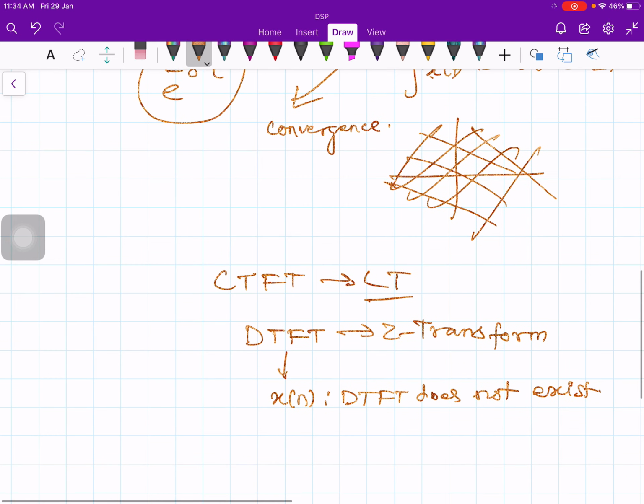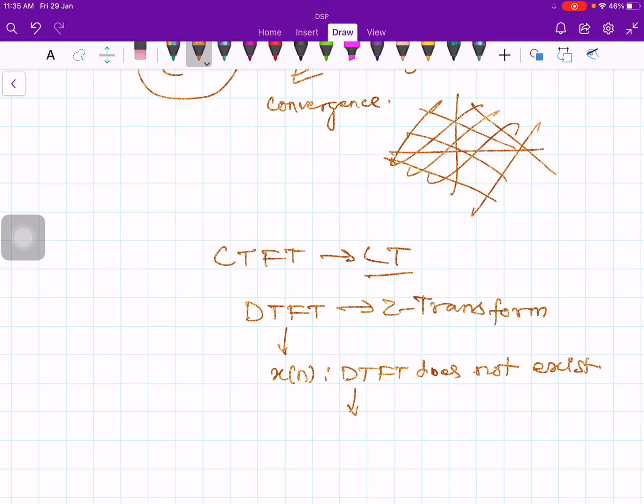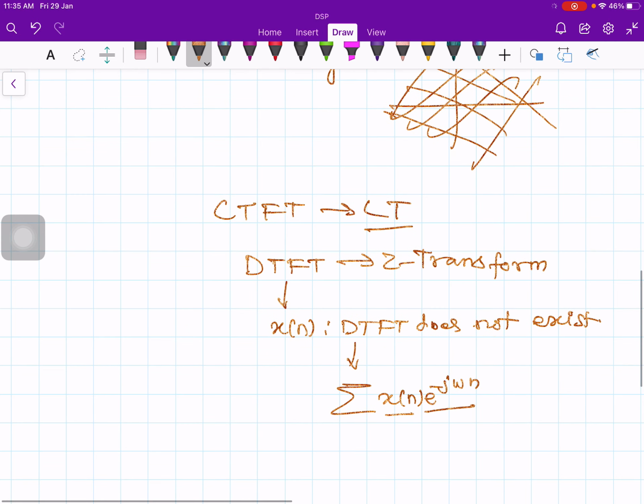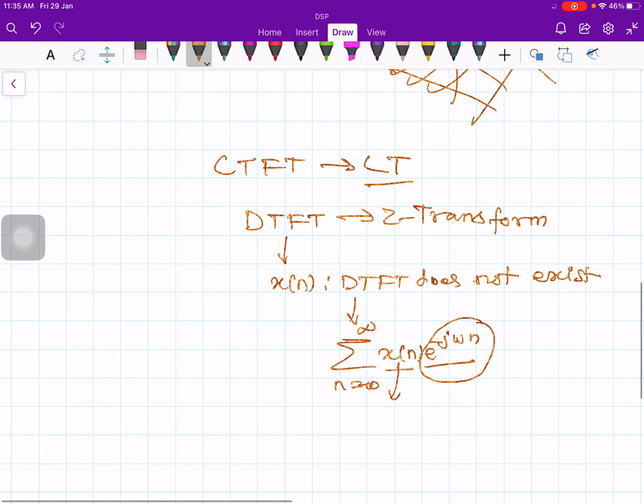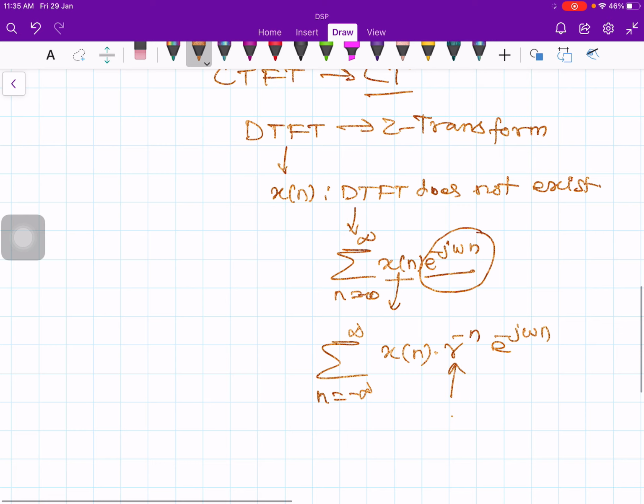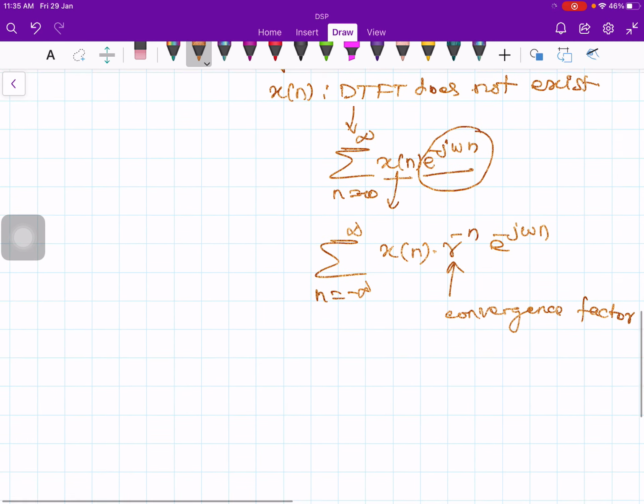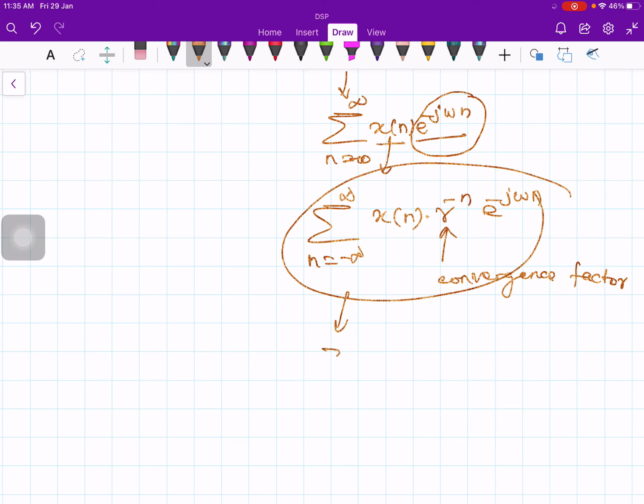So what is the DTFT formula? Summation of x of n e to the minus j omega n, n equal to minus infinity to plus infinity. You multiply x of n with e to the minus j omega n and sum them up. Instead, you take x of n first, multiply by some convergence factor, let me call it r to the minus n, then multiply by e to the minus j omega n, and sum them up, n equal to minus infinity to plus infinity. This r to the minus n is called a convergence factor for discrete time signals, and this transform is now called the Z transform.